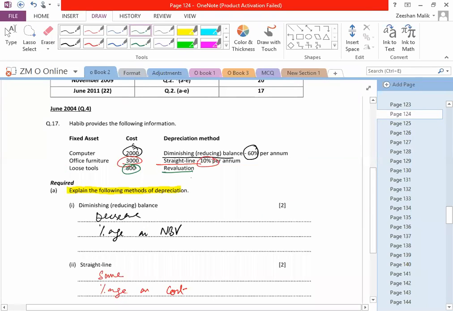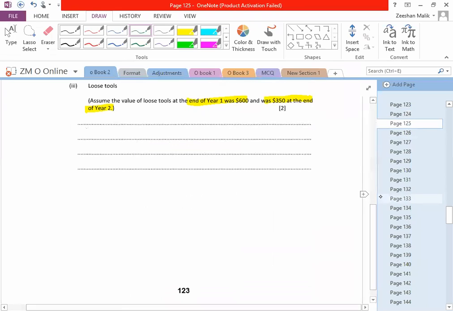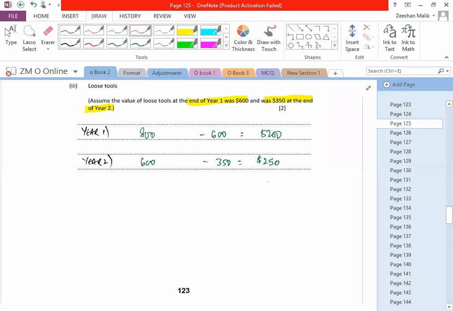800. Revaluation method. Now kindly apply from 800 to 600, then from 600 to 350. There is no addition. 800 to 600 and 600 to 350. Is that agreed with everyone?